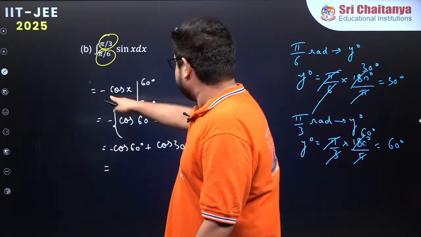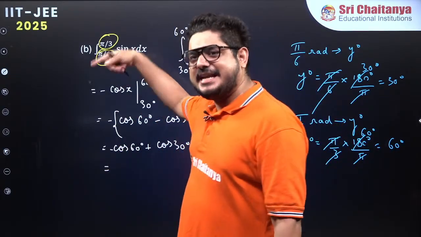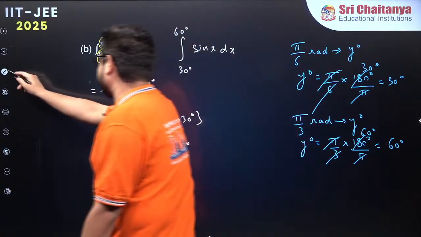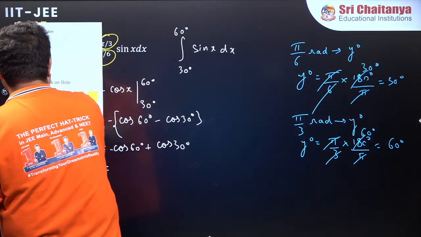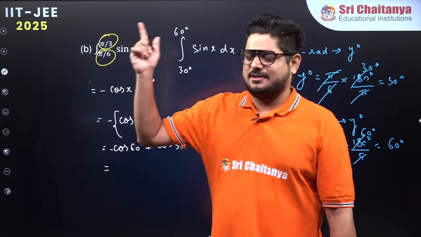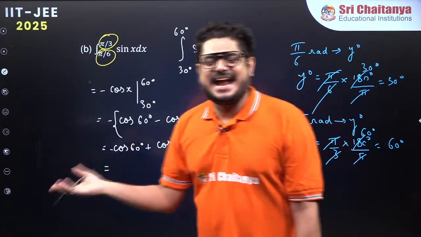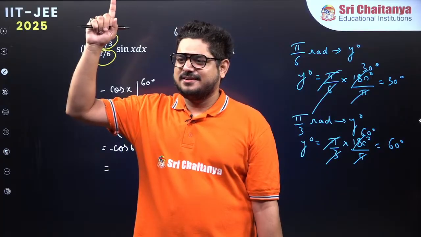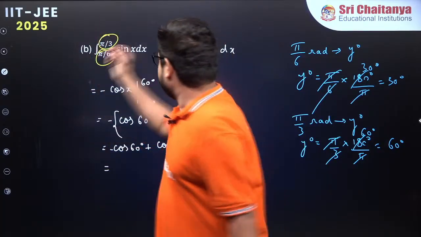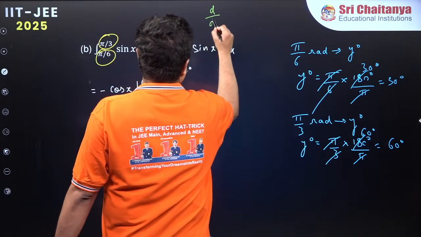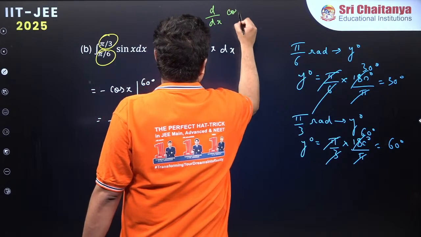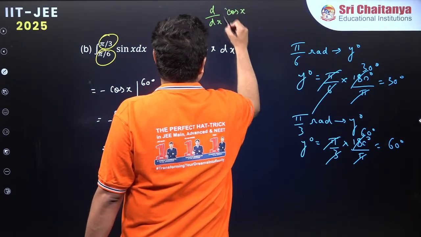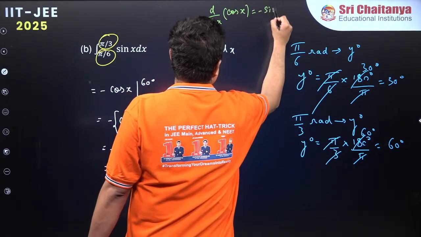Minus, sir. Minus, because the integration of sin x is minus cos x. I have already mentioned that integrals are nothing but antiderivatives, if you can recall. Isn't it? So, you know that d by dx of cosine of x is equal to minus sin x, isn't it?